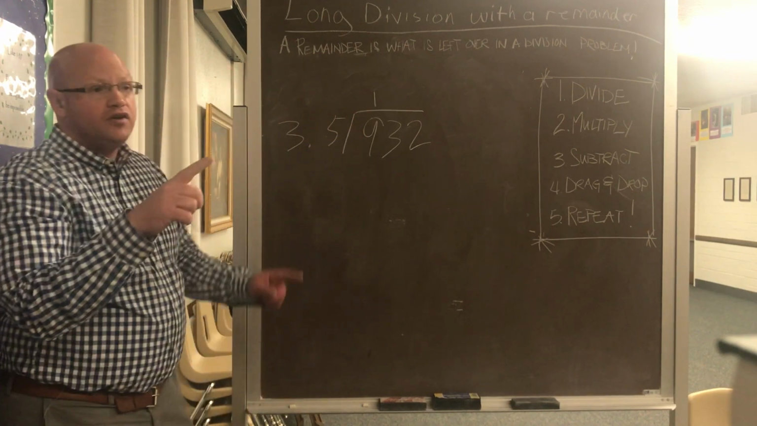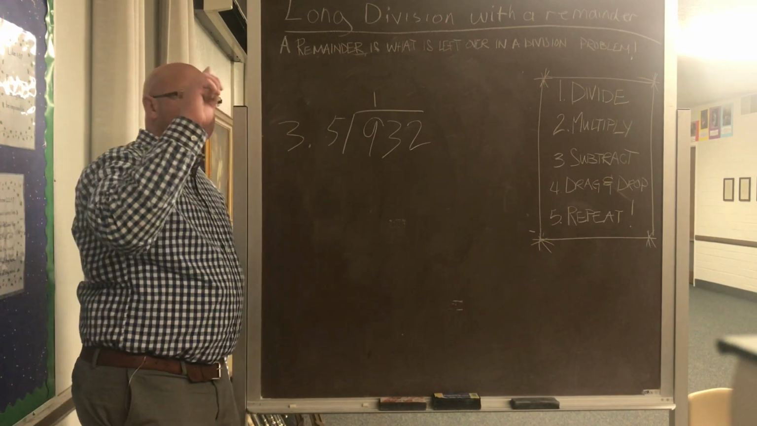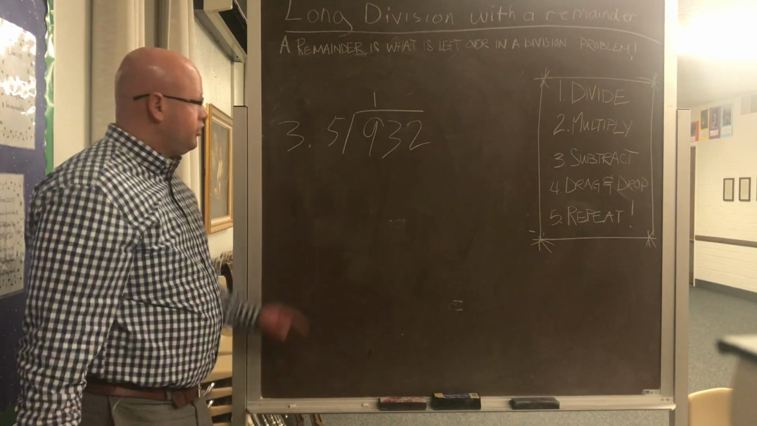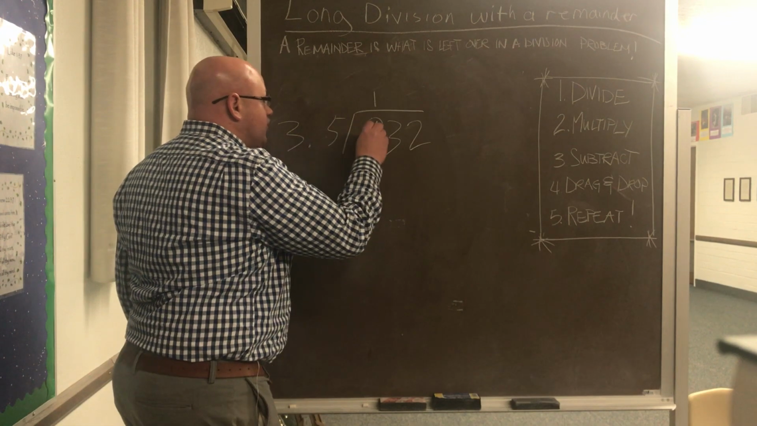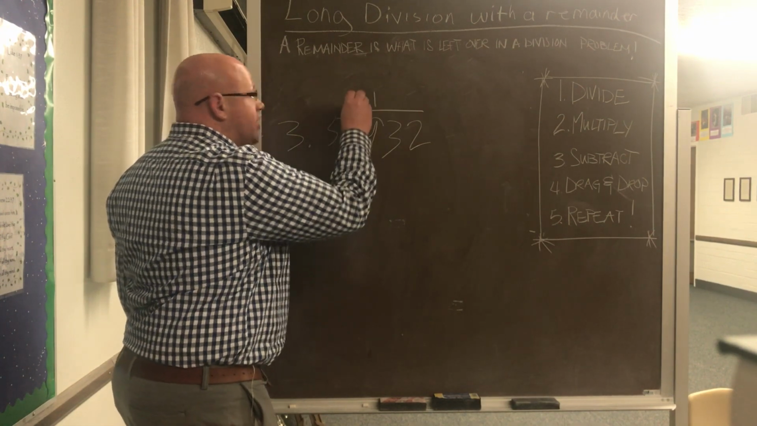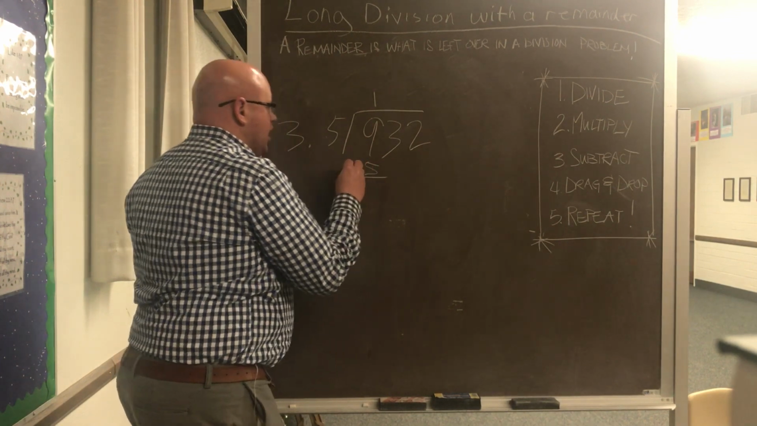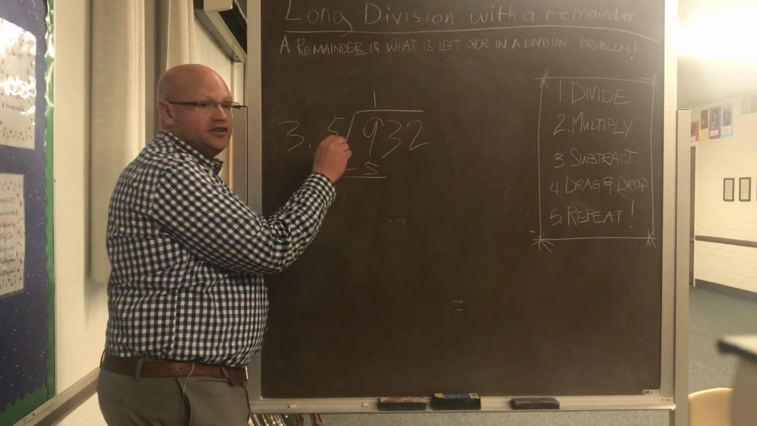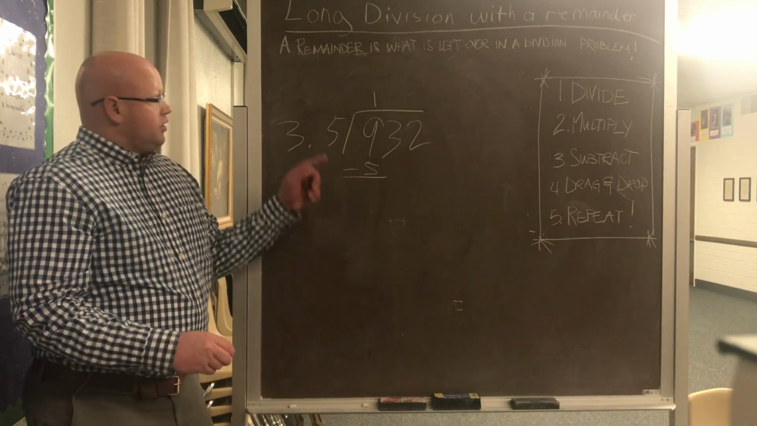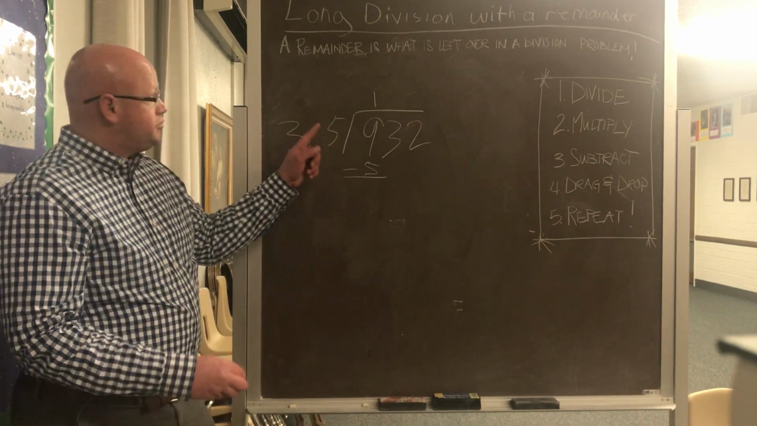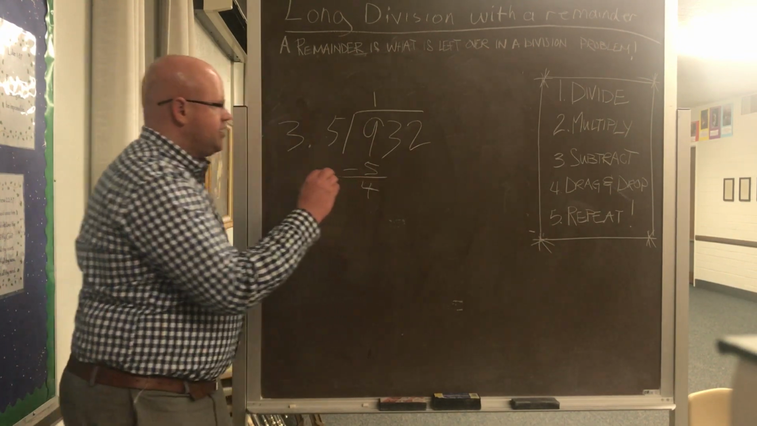Because if we do 5 times 2, that's 10, and that's too big, or that's a bigger number. So let's go with 1. 5 divided into 9 is 1. 5 times 1 is 5. And then the third step is to subtract. And so now, what do we do, class? 9 subtract 5 comes out as 4.